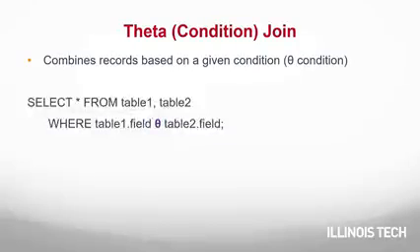The more general form of inner join is what we call the theta join, or it's also sometimes called a condition join, because instead of requiring there to be an equality condition between the value of an attribute in both tables, here we allow the condition to be much more general. So theta represents the relationship between the two fields that we're requiring to happen for a match to occur.